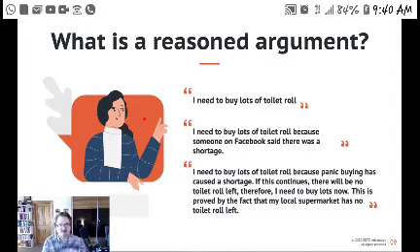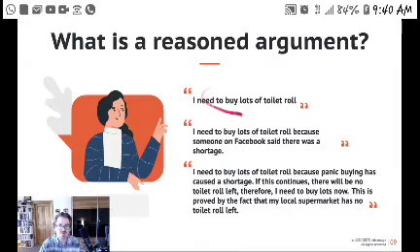Or what if you ask the third person and they say, I need to buy lots of toilet roll because panic buying has caused a shortage. If this continues, there will be no toilet roll left. Therefore, I need to buy lots now. This is proved by the fact that my local supermarket has no toilet roll left. So which one is the most reasonable? Which one is the most reasoned argument?